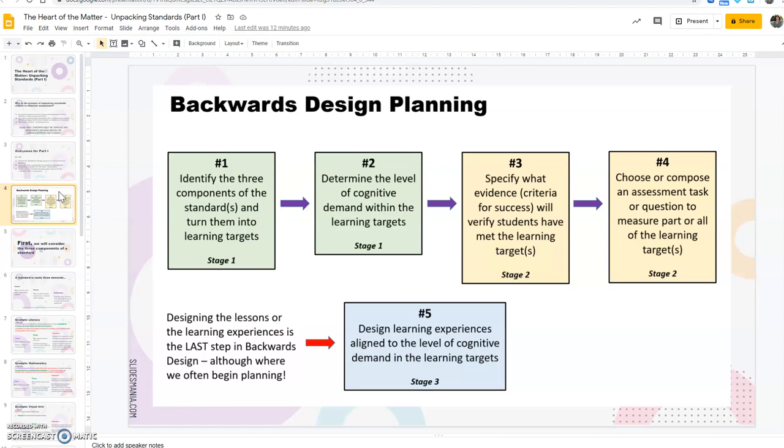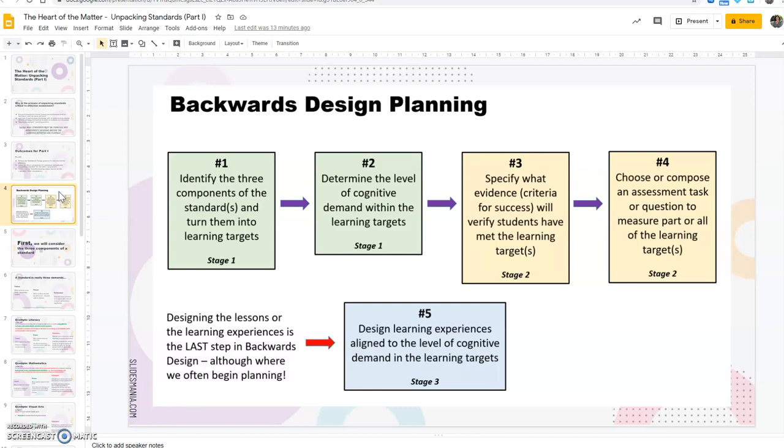Stage two also has two parts. In stage two, we specify what evidence would verify for us that students have met those learning targets. We're going to call that evidence criteria for success. And the other thing that we'll do in stage two is we will choose or compose an assessment task or question to measure all or part of the learning target.